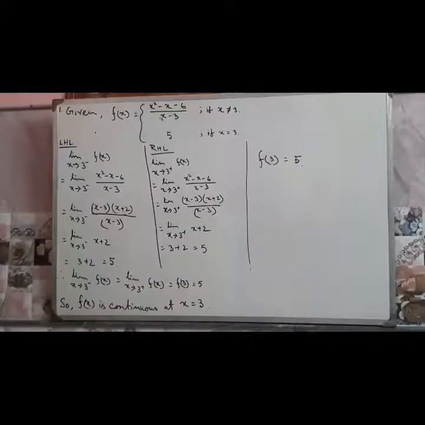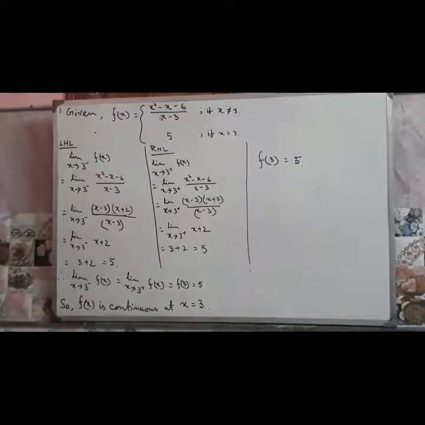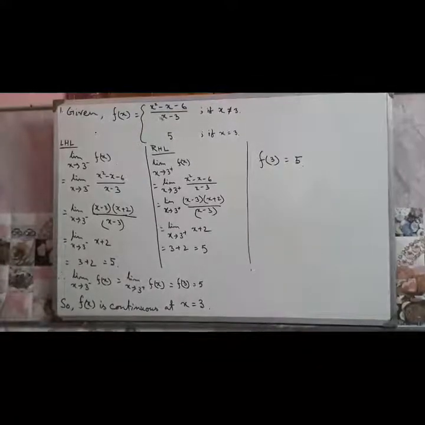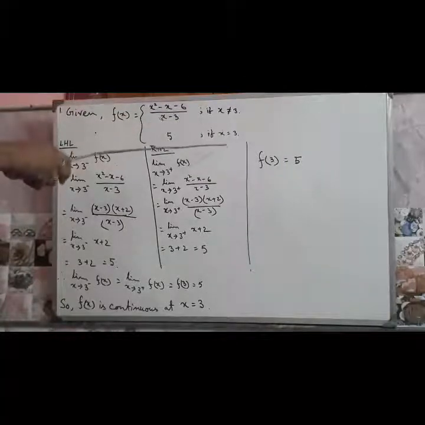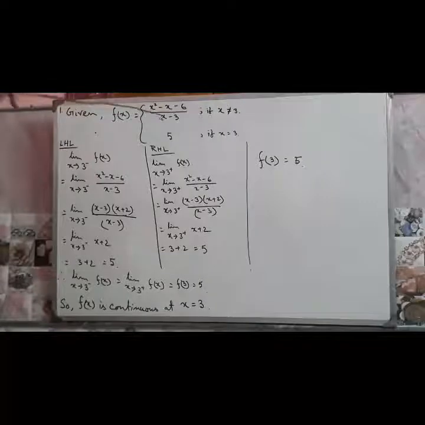We have to check the continuity of the function f of x equal to (x square minus x minus 6) by (x minus 3) whenever x is not equal to 3, and when the value of x is equal to 3, then the functional value is 5. We have to check the continuity of the function f of x at the point x equal to 3.